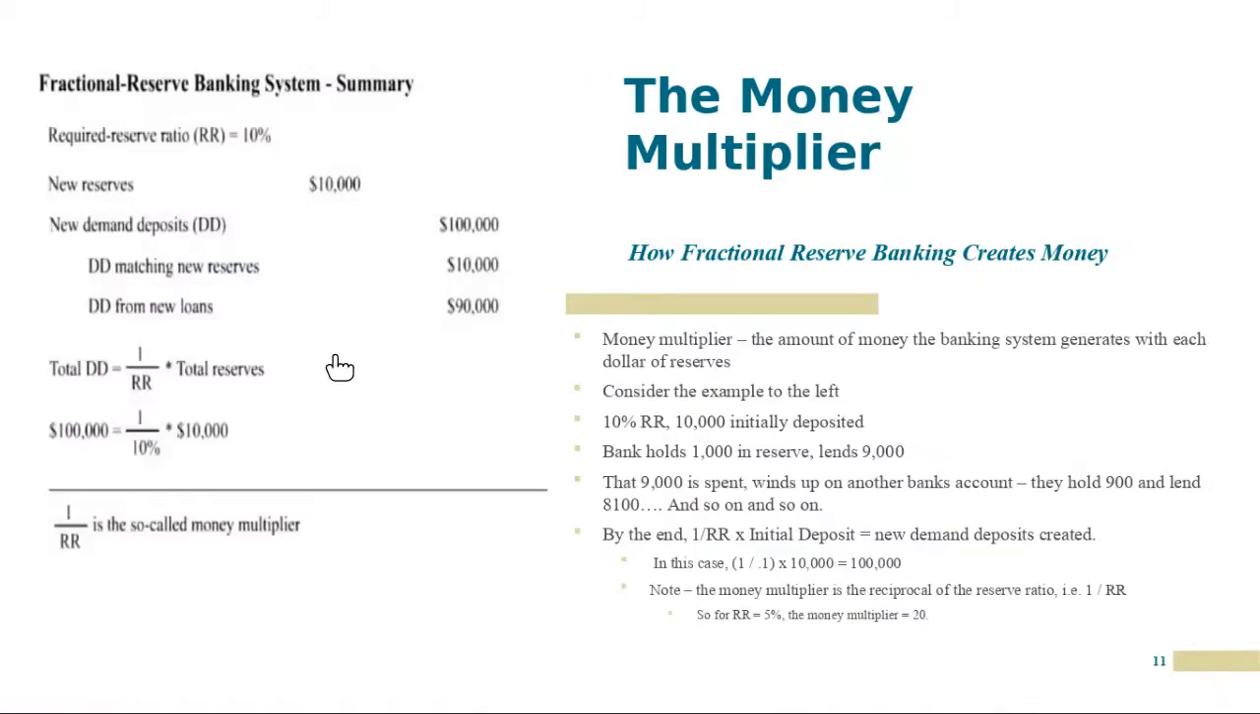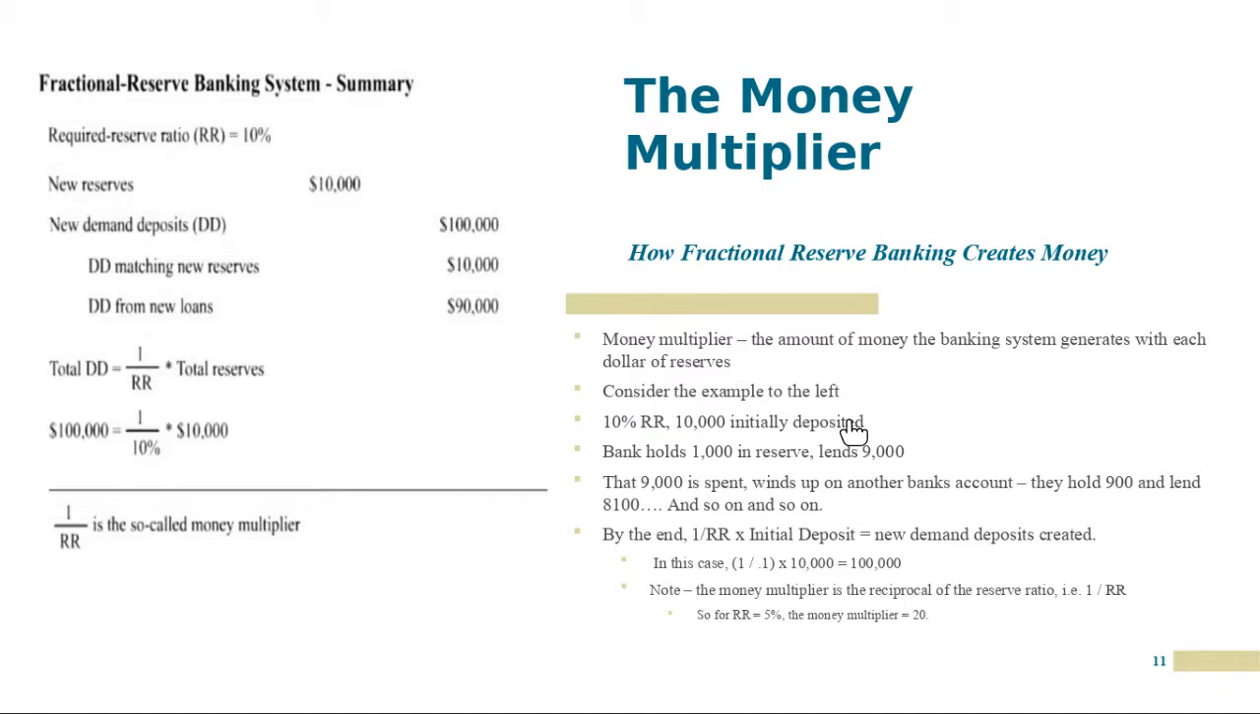Now, just to give you a simple example of the fractional reserve banking system: if you have a required reserve ratio of 10%, and let's say someone deposits $10,000, you actually have new demand deposits of $100,000. What just happened? Basically, what we're saying is with a 10% reserve ratio, a $10,000 deposit will create $100,000 worth of new deposits. How does that work? Well, if we look over here, what we have is what we call the money multiplier. The money multiplier is the amount of money the banking system generates with each dollar of reserves.